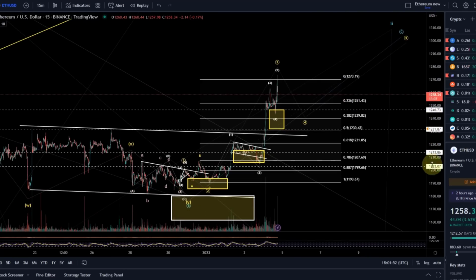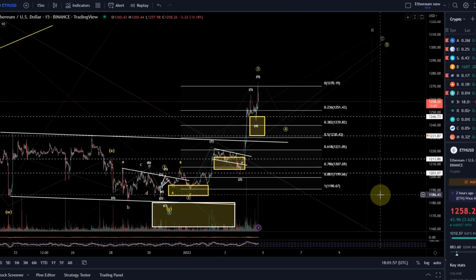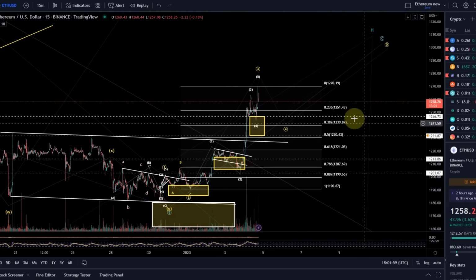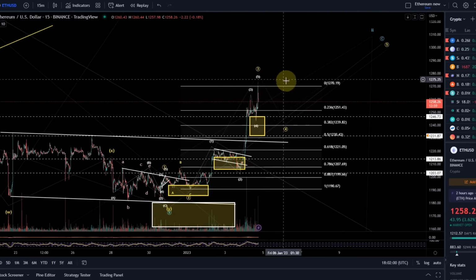Bear in mind there'll be a lot of volatility probably in around an hour, I think. We're going to see the Fed meeting notes.